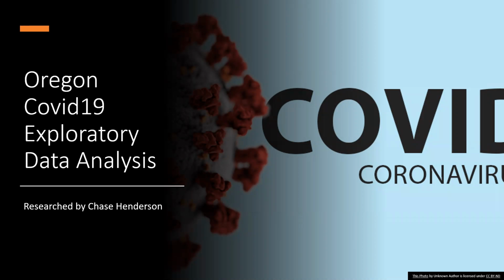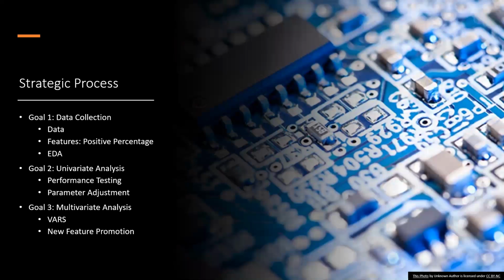Today I'd like to talk about the current state of coronavirus testing in Oregon. In this presentation, we'll move through Goal 1. We'll review the data source, discuss positive percentage, and explore the data. This will set us up to segue into Goal 2 and 3 later on, which will have more to do with model development and refinement in later presentations.